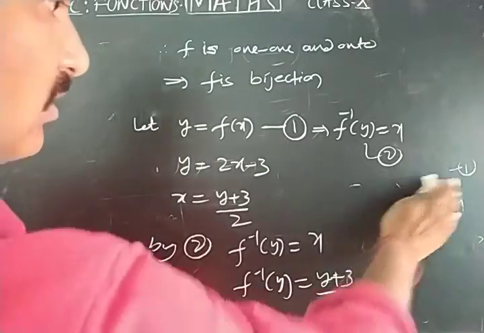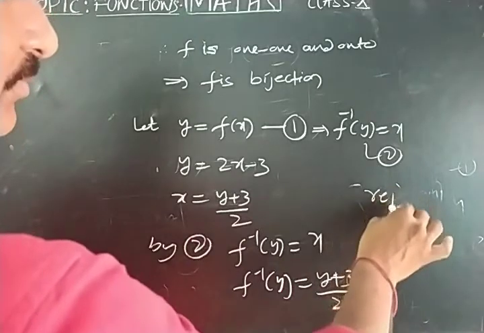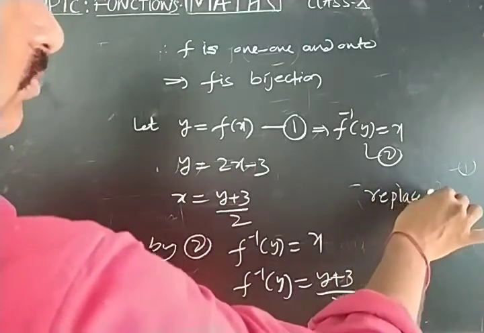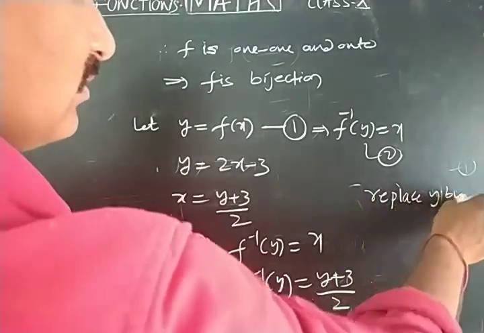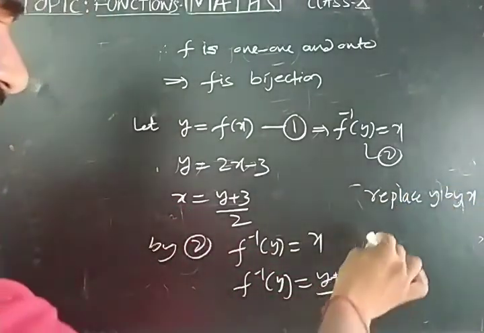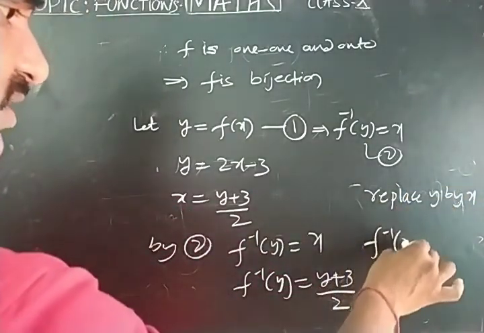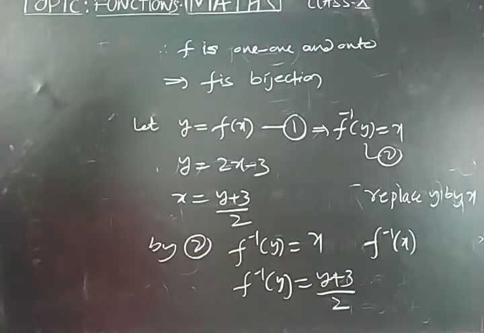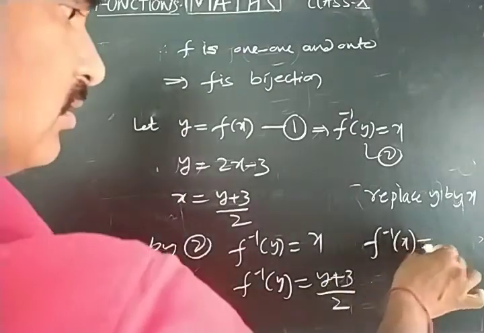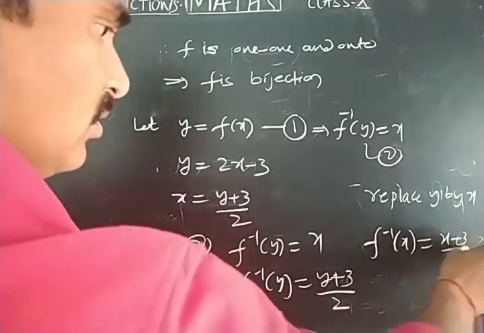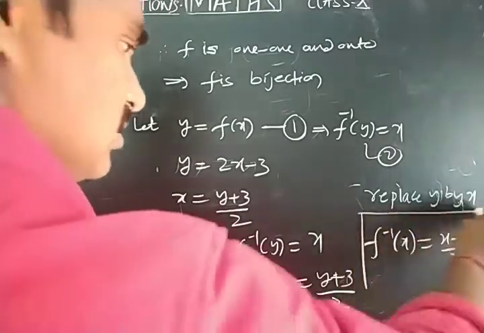So replace y by x here in this definition. So you will get the inverse function definition. F inverse of x equal to what? X plus 3 by 2. Now this is the required definition.